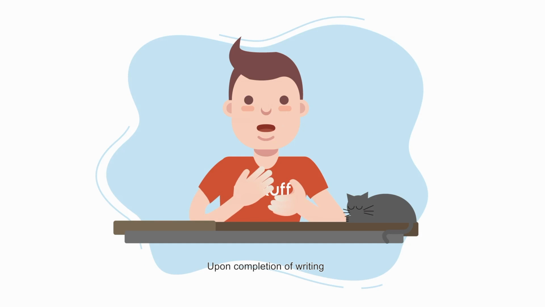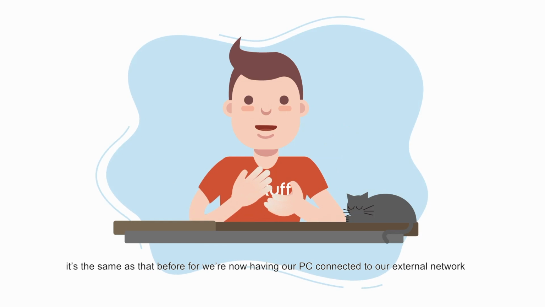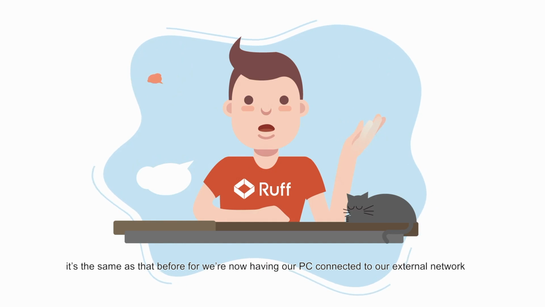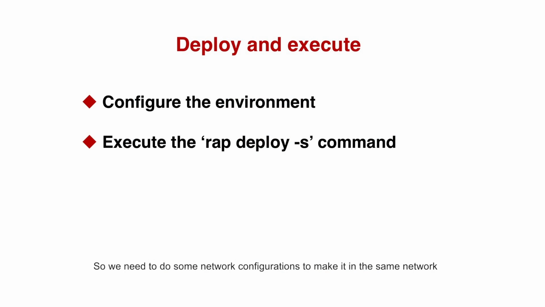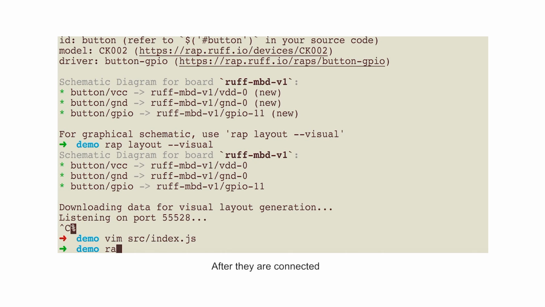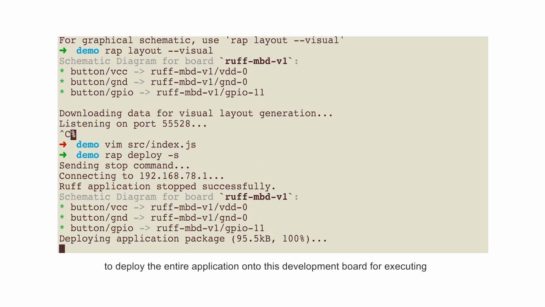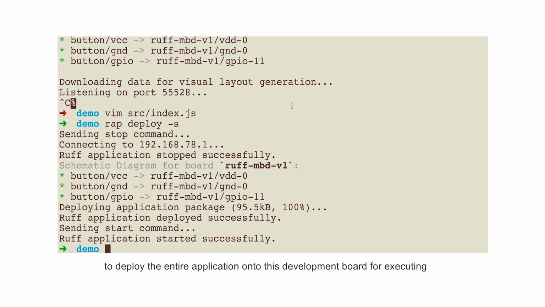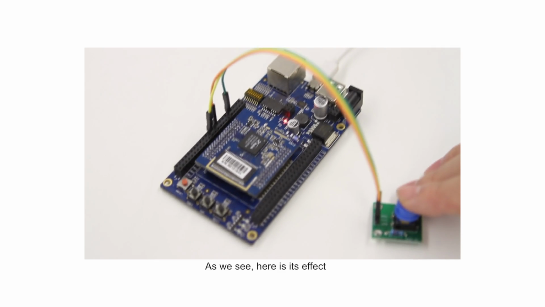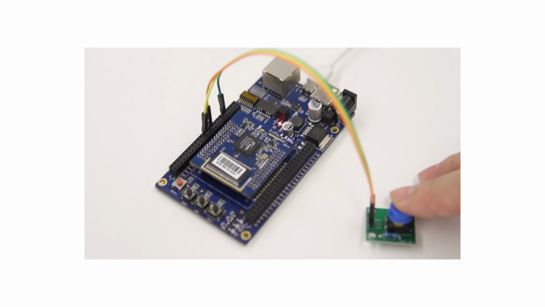Upon completion of writing, it's the same as that before, for we're now having our PC connected to our external network. So we need to do some network configurations to make it in the same network with the development board like we did in our last lesson. It's necessary to configure the environment to connect our PC to the Wi-Fi hotspot emitted from the development board. Click it! After they're connected, we still execute the command wrap deploy s to deploy the entire application onto this development board for executing. As we see, here is its effect.